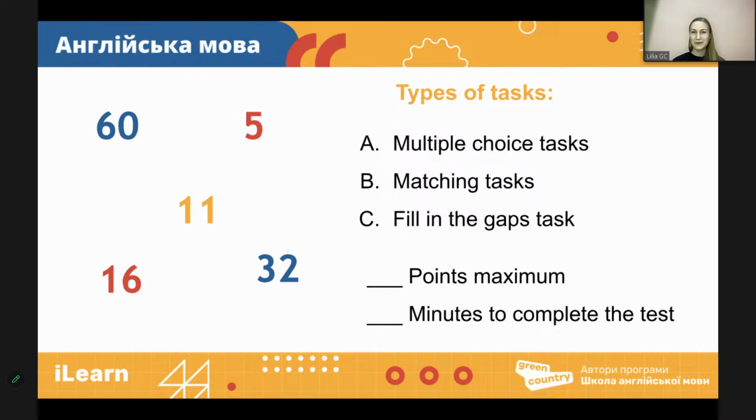So match the numbers with some information here. How many multiple choice tasks do we have? Okay, I can already see some questions. So we will have a topic about modal verbs. You can check all the topics on the platform iLearn.